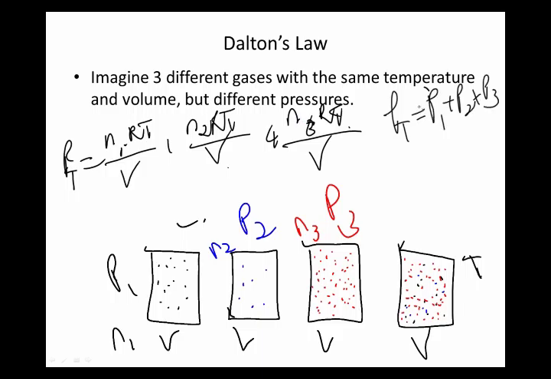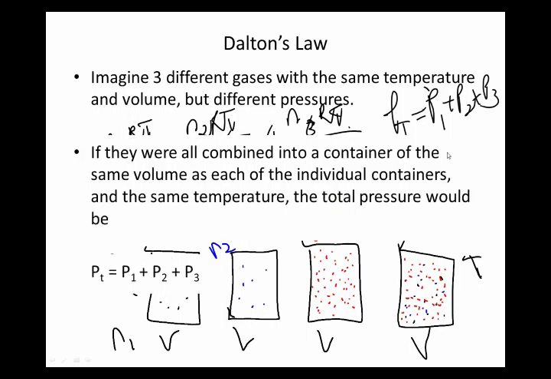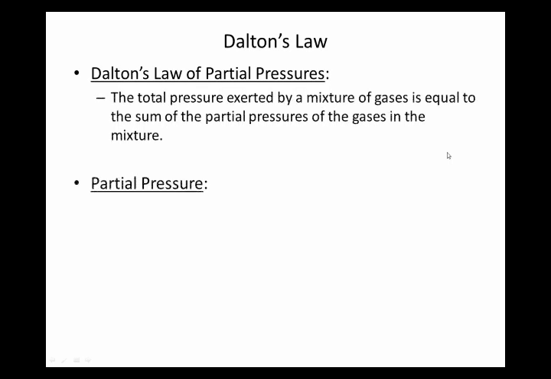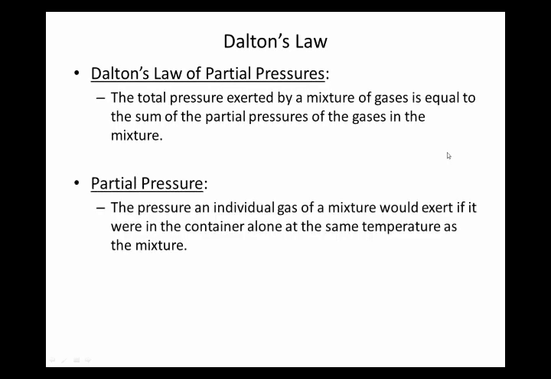So what I'm getting at is that because of the nature of what's going on here, at a given temperature, all particles have the same kinetic energy. It's just a certain number of particles collide with the wall with the given energy. So the total pressure of a combined gas is just the sum of these 3 pressures. These pressures, P1, P2, P3, are what we call partial pressures. So the partial pressure of something is the pressure an individual gas in a mixture would exert if it were by itself.